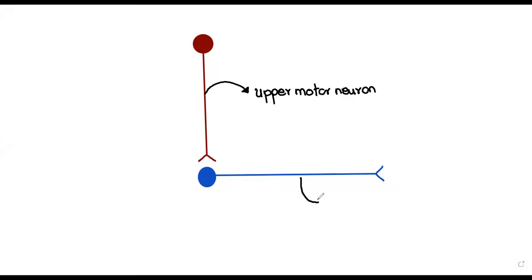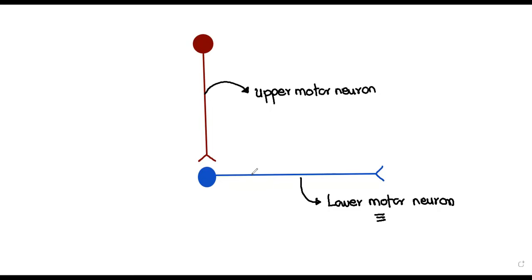And this guy who would receive it in the spinal cord or in the brainstem or wherever, and then come out as a nerve, is the lower motor neuron. So you would agree with me that Guillain-Barré, which of the neurons would it affect? Do you think it will affect the upper motor neuron or the lower motor neuron? Looking at the explanation we gave.